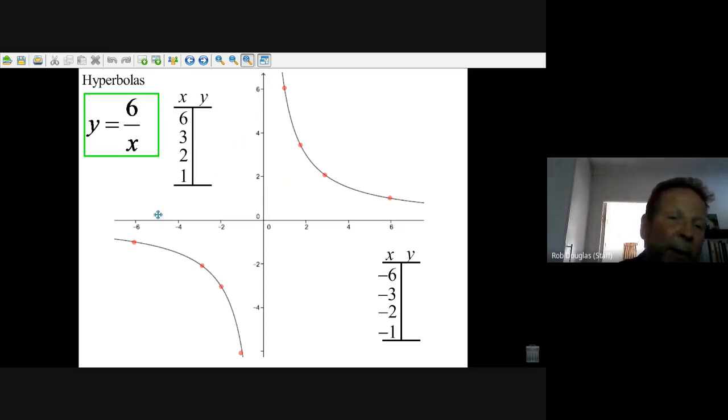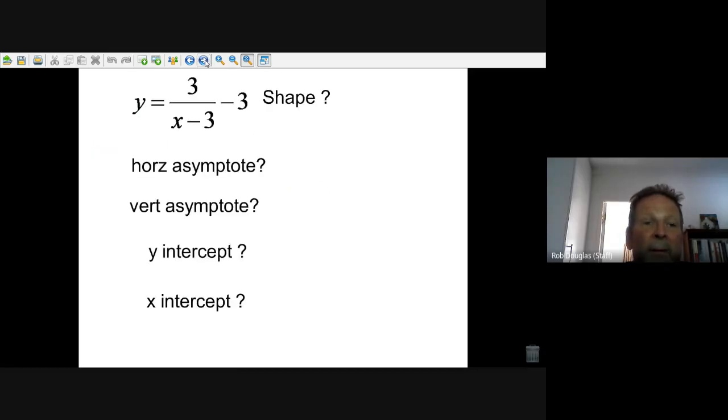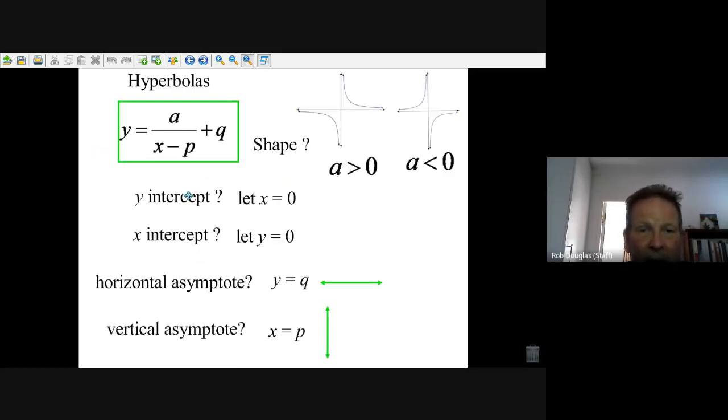Now, a hyperbola has always got two asymptotes, and it often has x and y intercepts. But this hyperbola can't touch the x or y axis. It's got no x and y intercepts. Okay, let's take a look at a question here.